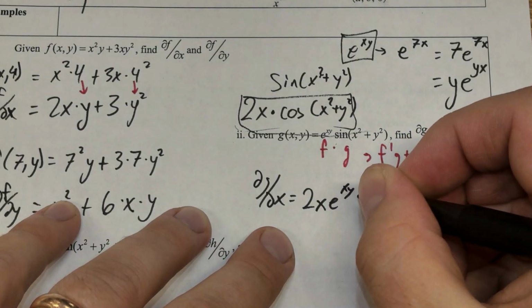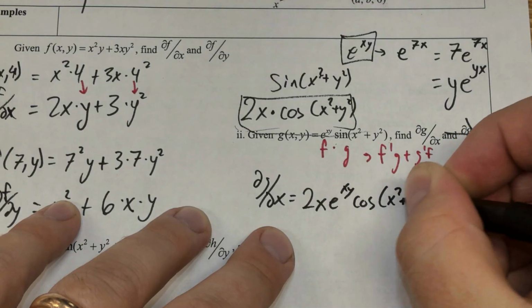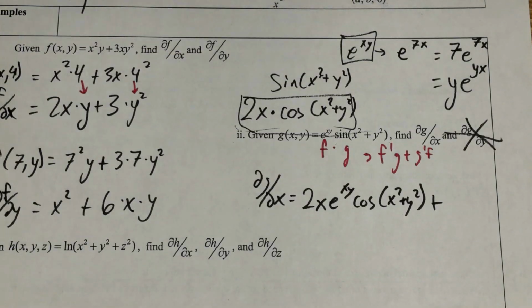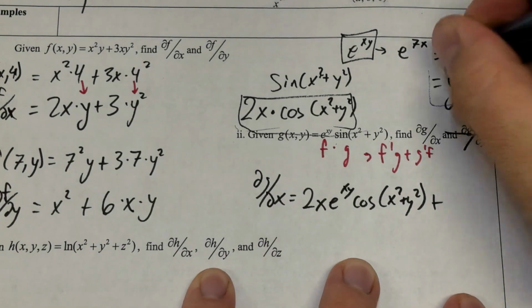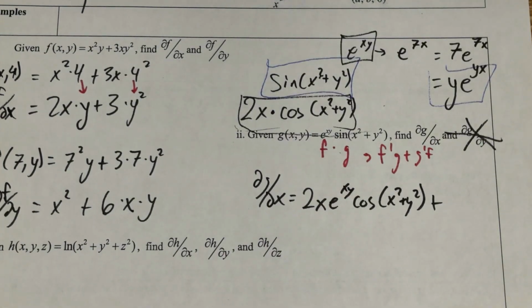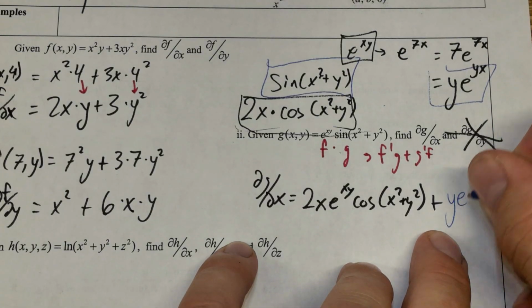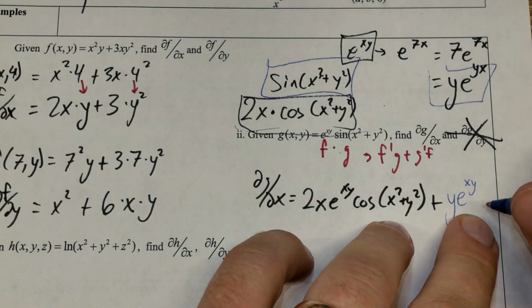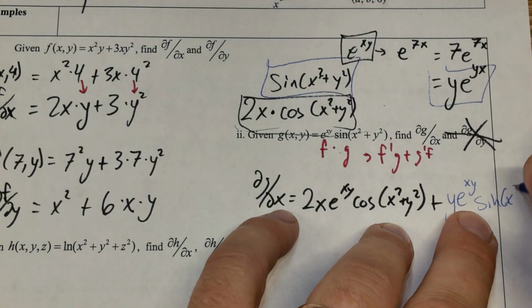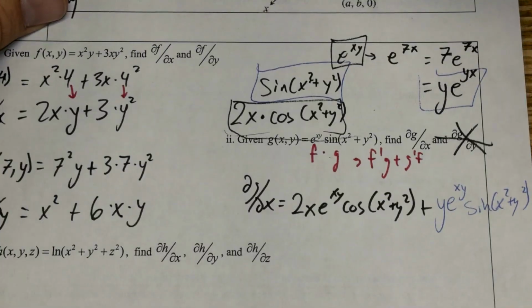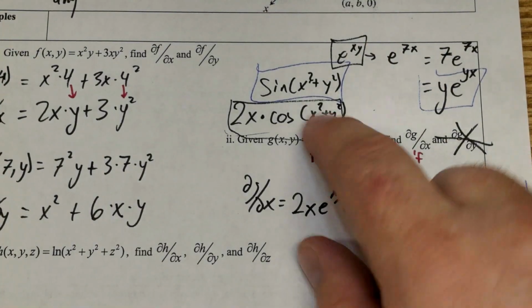2x e to the xy cosine of x squared plus y squared, plus my second one. And that second one, like we said, is going to be this derivative times that original: y e to the xy, sine of x squared plus y squared. Right? It feels uncomfortable, it feels weird, but just treat it like I said.